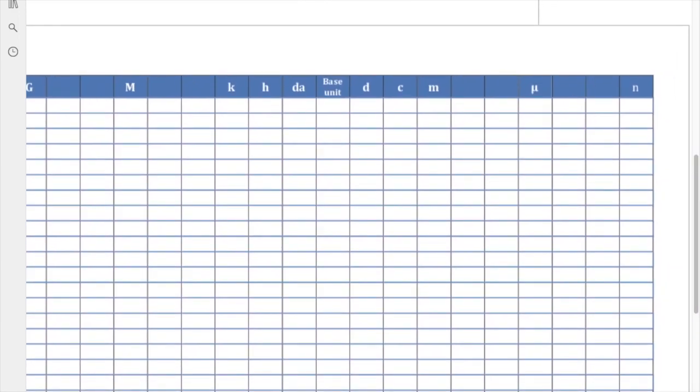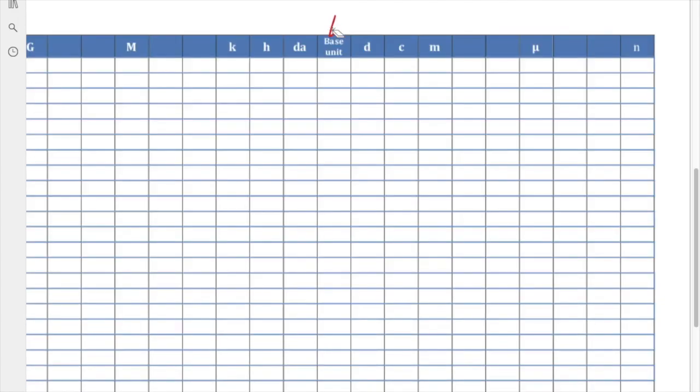So this is your base unit. Your base unit would be, again, something like meters or liters, grams, that sort of thing. Now the base unit is always just 1, or your 10 to the 0. So this is your ones column, all right, or 10 to the 0. Now your deci is going to be a tenth, so that's 10 to the negative 1. Centi is 10 to the negative 2.